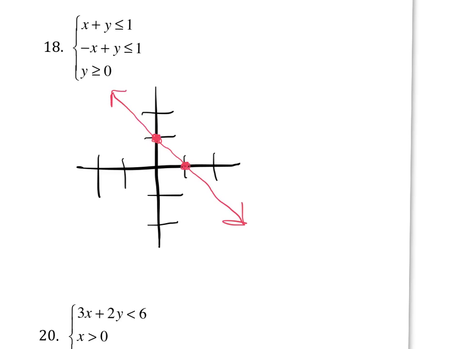And to figure out where to shade this line, we could plug in the point 0, 0. If we plug in the point, 0 plus 0 holds true to the equation. So we would shade where that point is, which is down below.